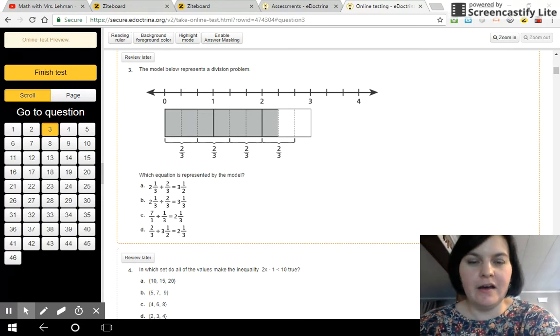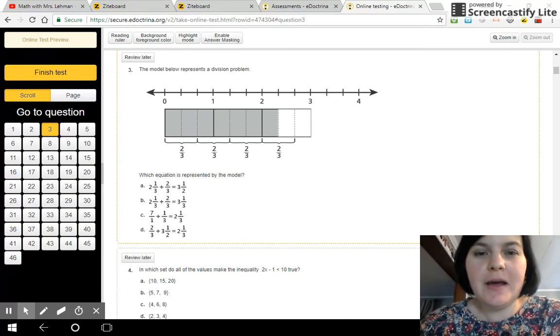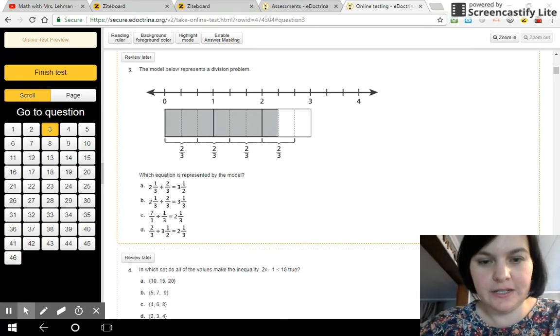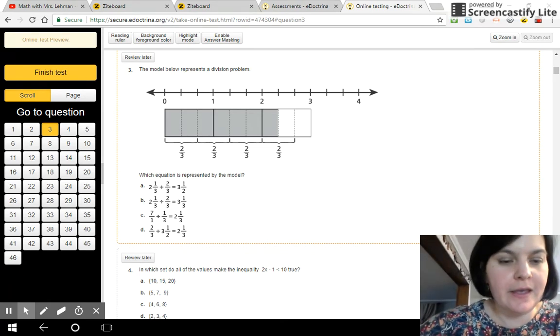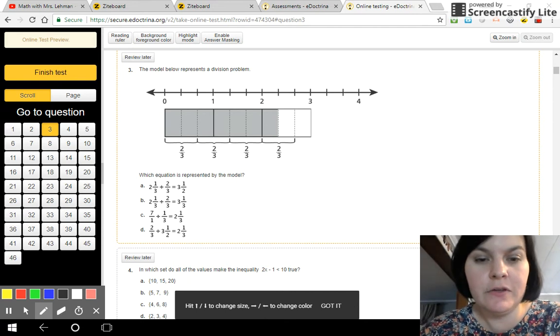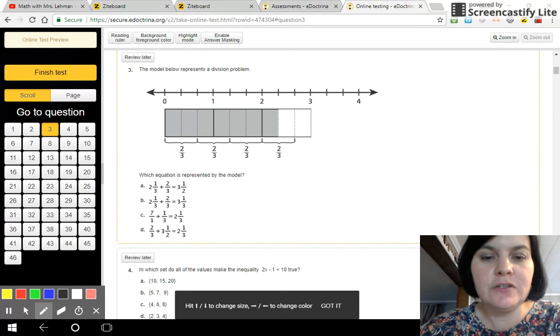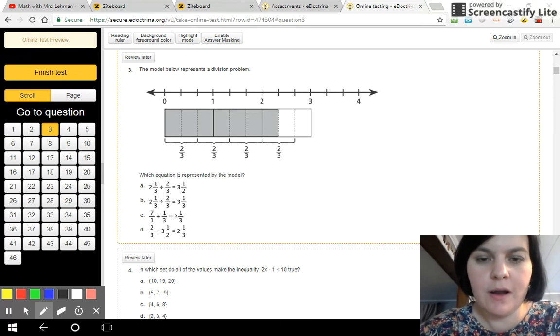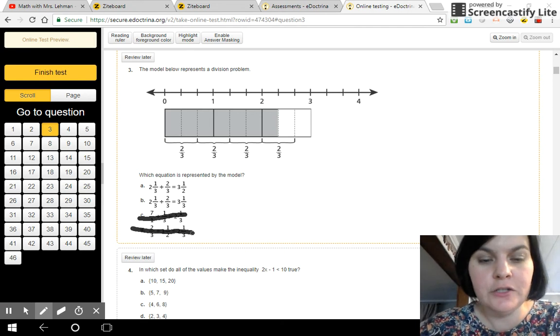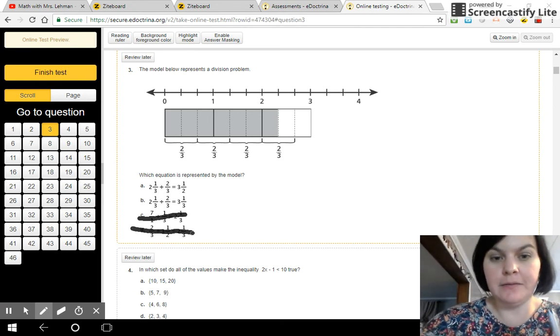Well, anyway, it says the model below represents a division problem, and which equation is represented by the model. So in this problem, what you want to do is figure out what's going on. They already told you it's division. And if you notice, you've got 2 1/3 sections shaded. So that's our first number, the quantity being divided. That narrows it down to choices A and B. Choices C and D can be eliminated.